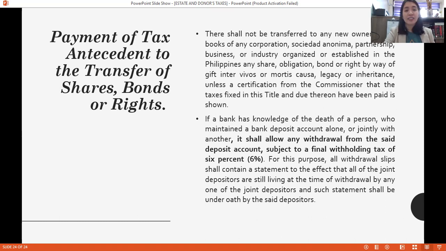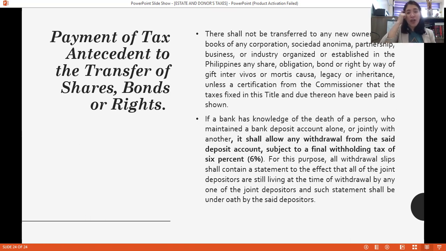Payment of tax antecedent to the transfer of shares, bonds, or rights. So, ibig sabihin lang nito, before ma-transfer yung name to the new owner in the books of any corporation or partnership or society anonima, business or industry, kailangan bayaran muna yung tax. Merong certification na bayad na yung tax.